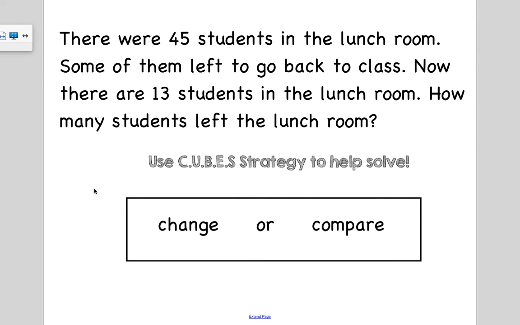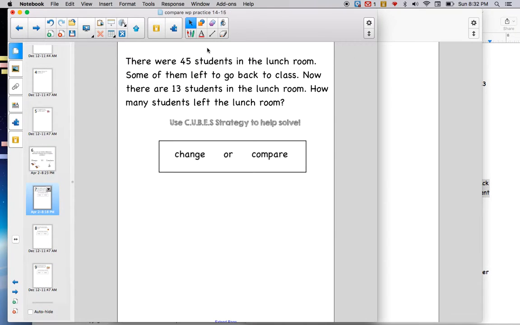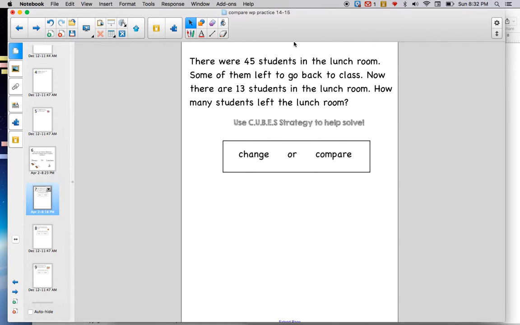I'm going to read it again. There were 45 students in the lunchroom. Some of them left to go back to class. Now there are 13 students in the lunchroom. How many students left the lunchroom? Okay, so I have to exit full screen. Bummer, one thing about full screen is I can't use all my tools. So maybe I should just stay out of full screen so that I can keep using my tools.